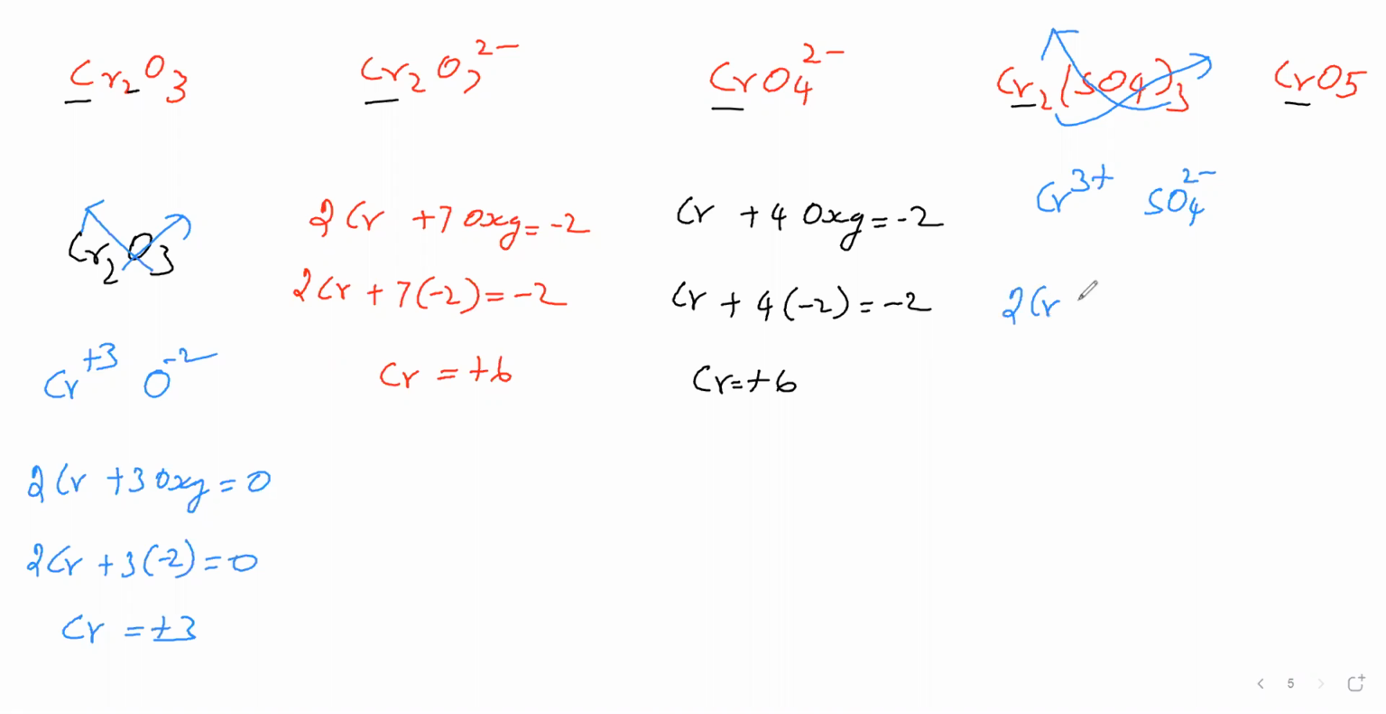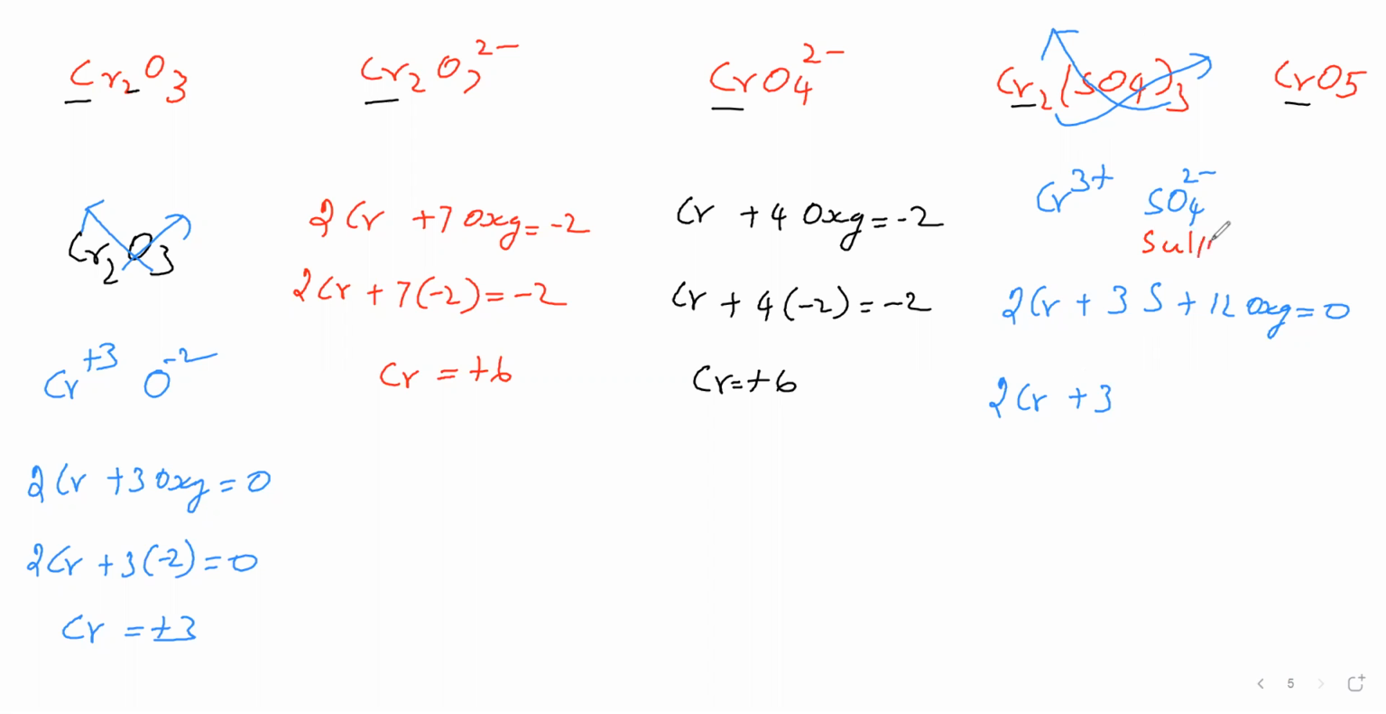So 2 times chromium, 3 times sulfur, 12 times oxygen, total charge 0. Chromium we have to find, sulfur we have to substitute. How much can we substitute? Sulfur shows variable oxidation numbers: -2, +2, +4, +6. Then how to find? We cannot find it directly, but if we know about this, we can.